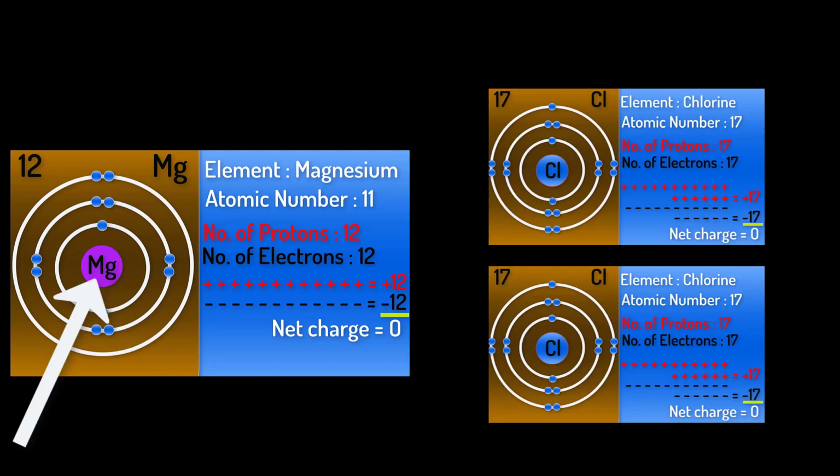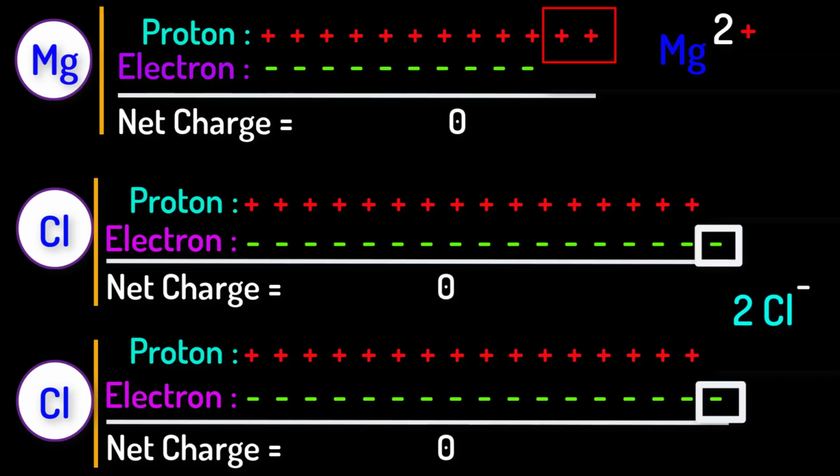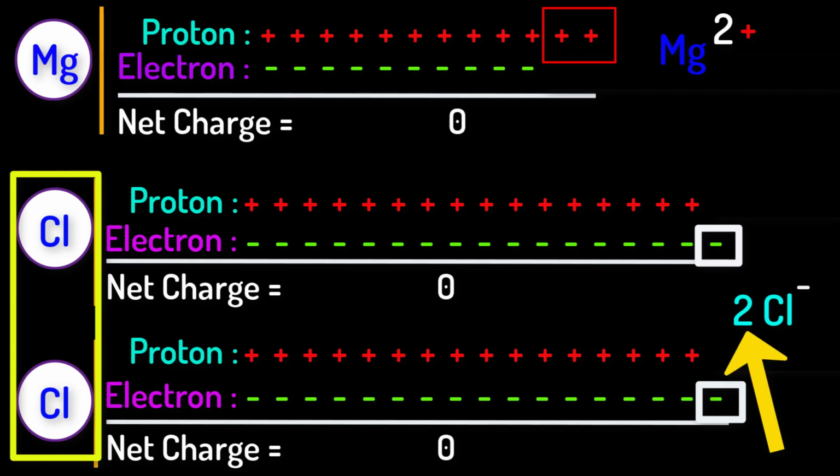If magnesium does so, for magnesium 2 plus ion will form, and at the same time 2 chlorine 1 minus ion will form. For 2 chlorine atoms, we will have to write here 2, and as chlorine has the ability to take 1 electron only, that's why we will have to write here only 1 minus ion.